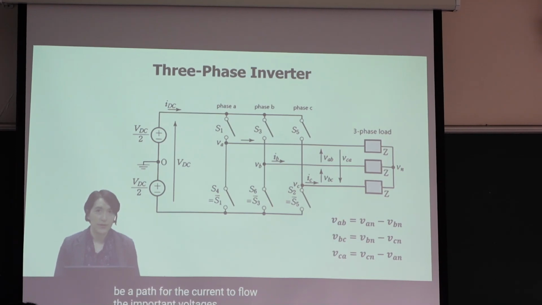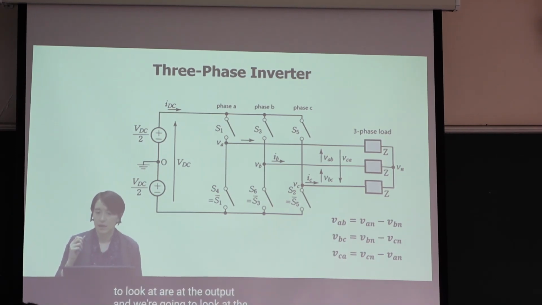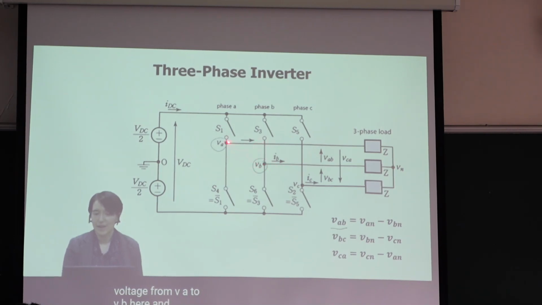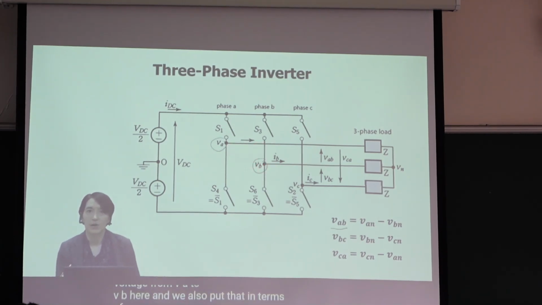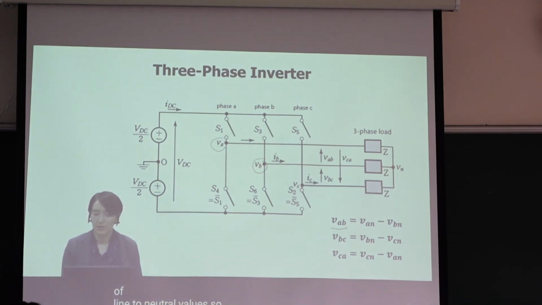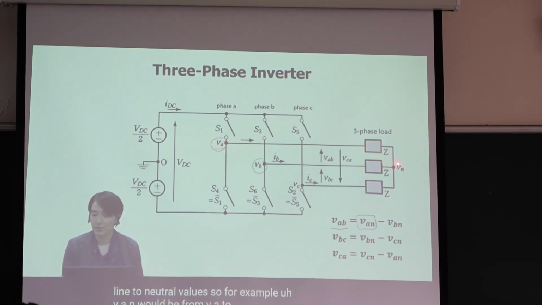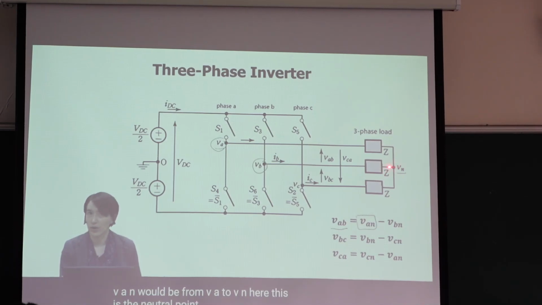The important voltages that we're going to look at are at the output, and we're going to look at the line-to-line voltages. Line-to-line voltage here is looking at the voltage from VA to VB. We can also put that in terms of line-neutral values. So for example, VAN would be from VA to VN. This is the phase voltage, with N being the neutral point of the load.